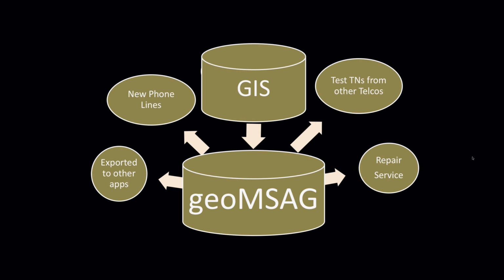But then it will also be used to generate what they call a GeoMSAG, or a geographically generated MSAG. And that GeoMSAG will then perform all those other functions that the MSAG currently performs. The business office will use it for new phone lines, repair services. Other telephone companies will have their data tested against it before it's accepted into the database. It'll be used for exporting into other applications, all of that kind of thing. So what it will not do from that point forward for those counties is be edited directly. The only way to get a change into a GeoMSAG is to submit changed GIS data.